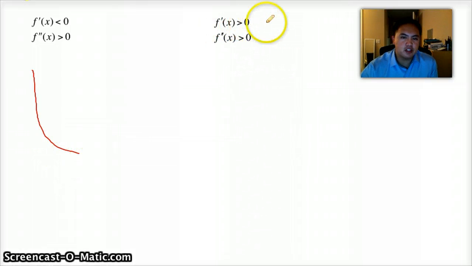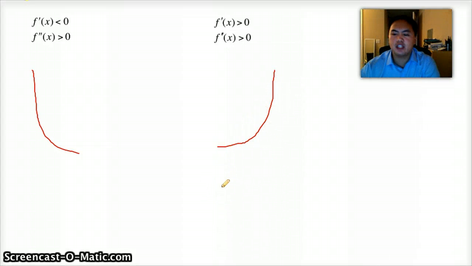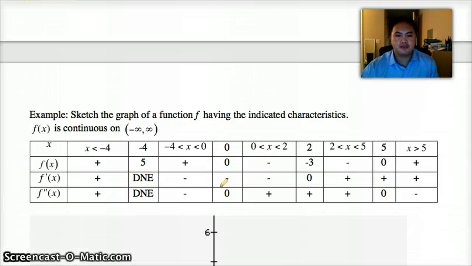It says f prime is greater than 0, so it's increasing. And it says here that f double prime is greater than 0, so it's concave up. And this is an example of that. Again, it looks like the finished portion of that one. This is an example where something is increasing and it's concave up. Now, can we do that if I give you all the information and I want to put it on a graph? Alright, there you go. So moving on to the next page.